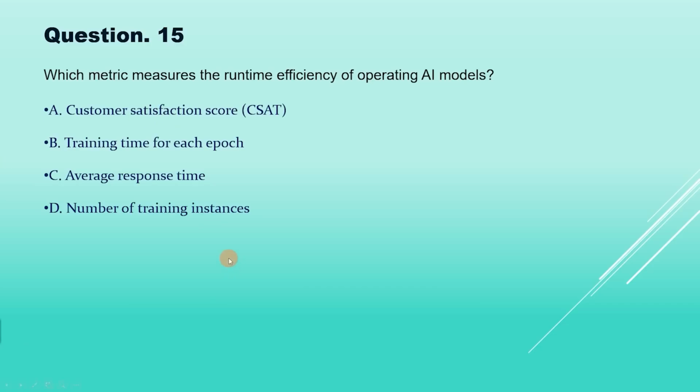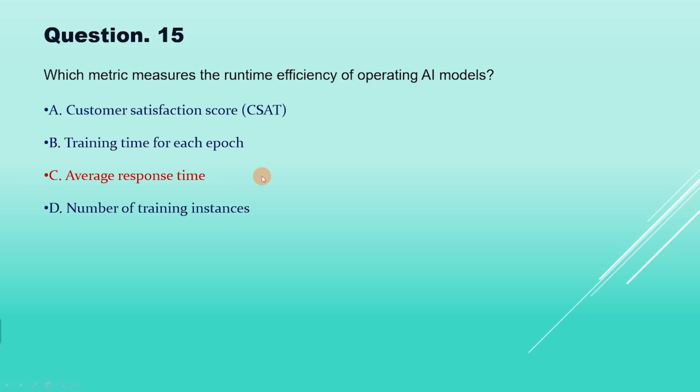So the correct answer here will be option C, average response time, because it measures how quickly an AI model produces predictions or outputs during the runtime. So it makes it a key metric for evaluating the runtime efficiency of an AI model.